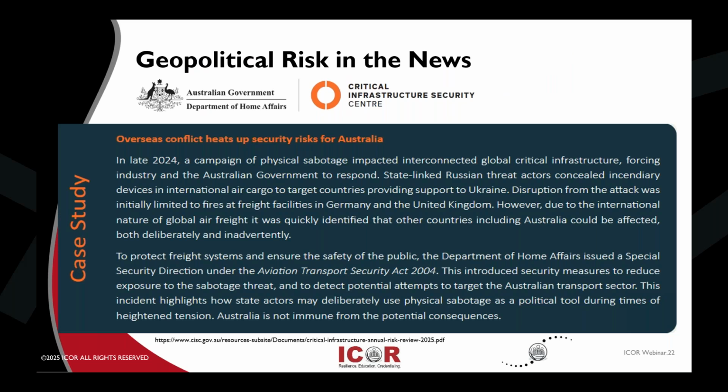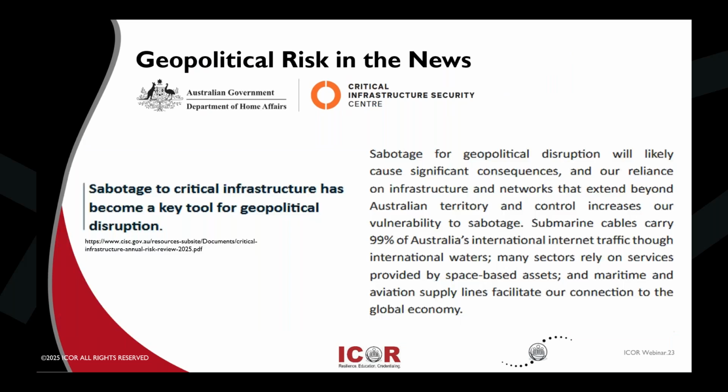And this is another example of how state actors like Russia may deliberately use physical sabotage as a political tool during times of heightened tension. And just understanding that Australia, like any other country, is not immune from those potential consequences, and that we all need to recognize, when we're talking about risk drivers and scenarios, that sabotage to critical infrastructure has become a key tool for geopolitical disruption.